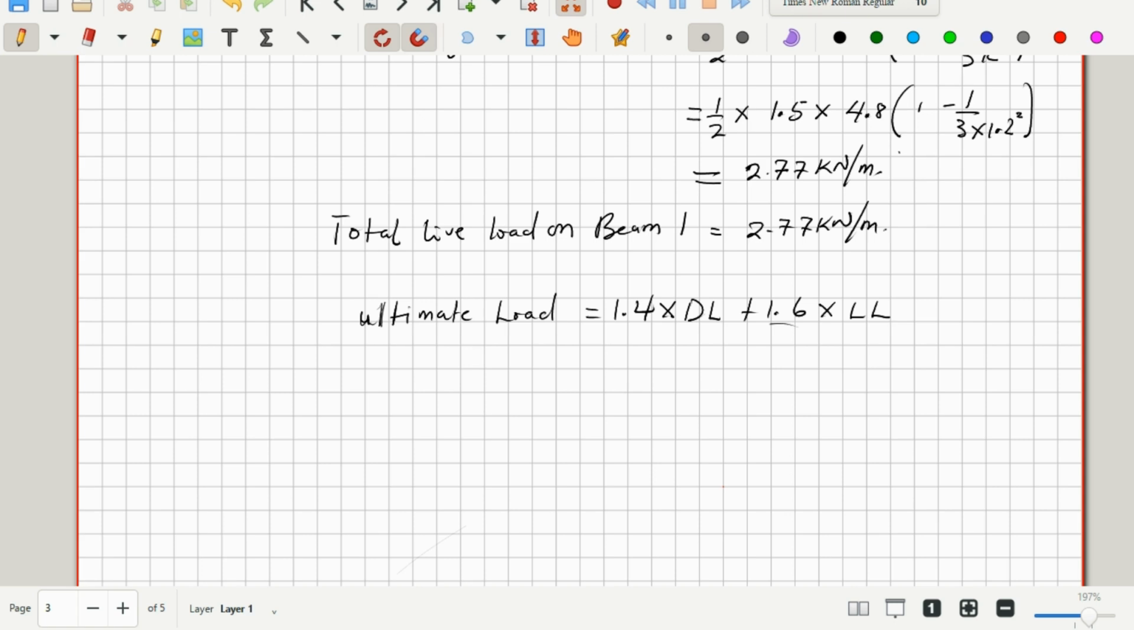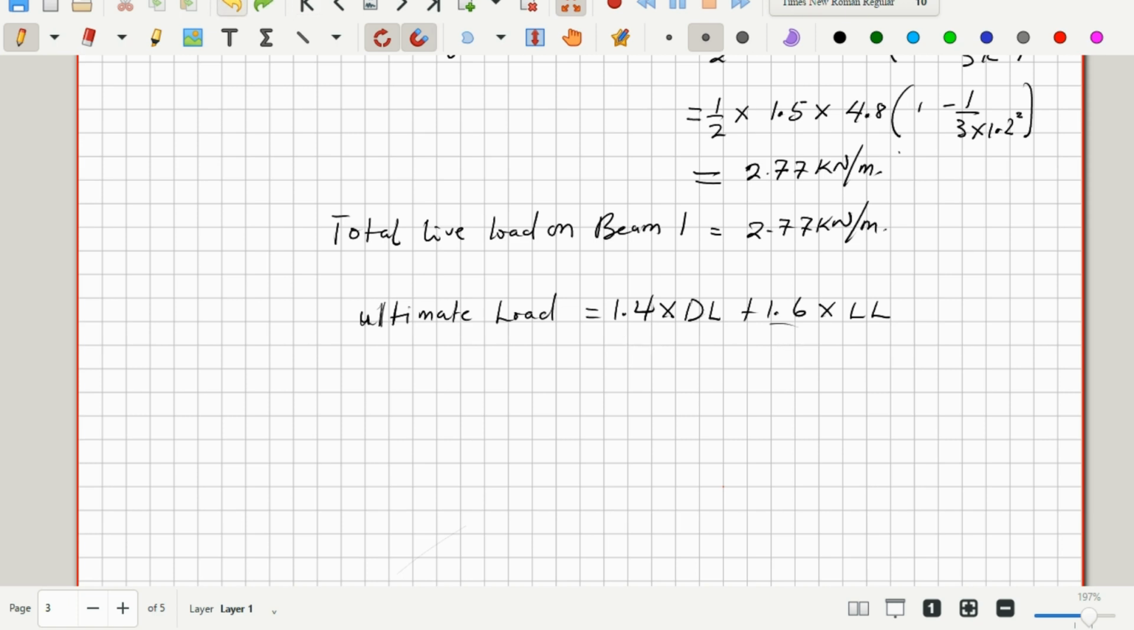So these values, the 1.4 and 1.6, vary, and I'm using the British code. So with that, we'll use the 1.4 and 1.6. But if you are using the Eurocode, mostly it's 1.35 for the dead load and 1.5. So it depends on the code that you are using, right?